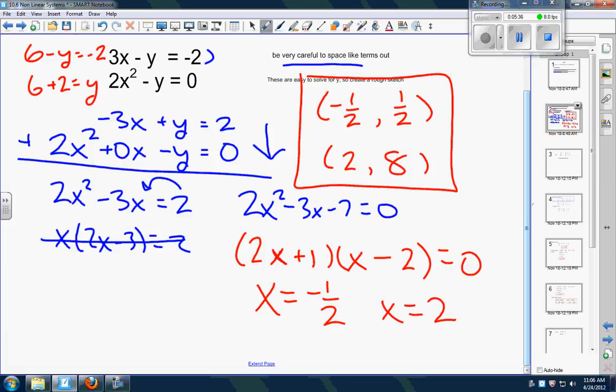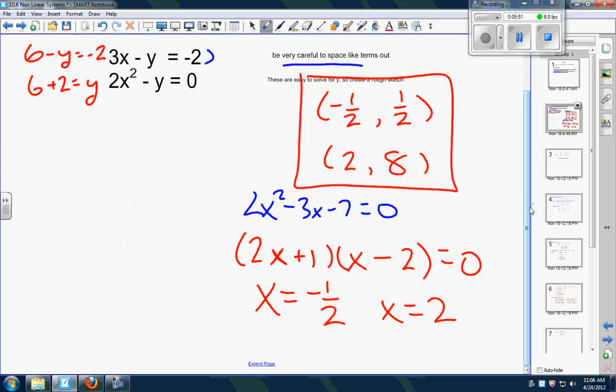So I said extraneous solutions are possible. It usually happens when you're squaring things, getting rid of square roots, that you get those extra solutions. But let's just check. So what I'm going to do is solve each of these for y and see what a picture would look like.